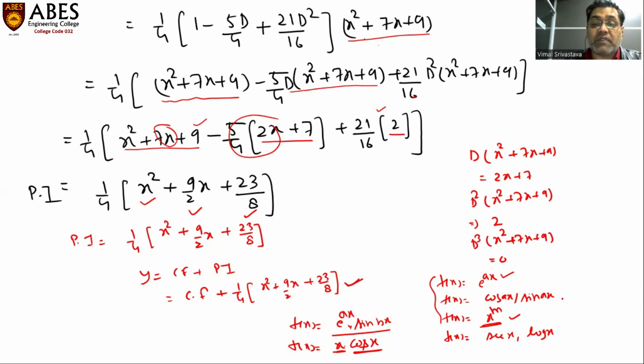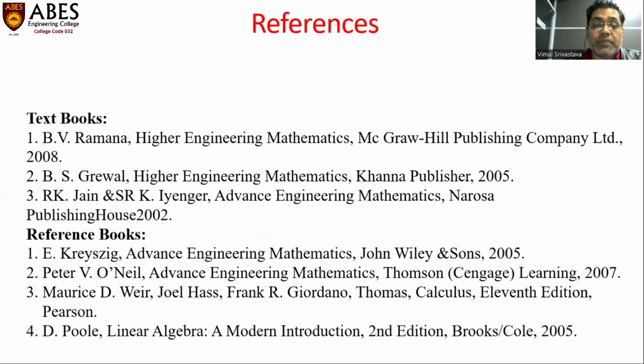As far as the references are concerned, these are some books which you can consider as a textbook and reference book: V.V. Raman, V.S. Grewal, Jain and Iyengar, Erwin Kreyszig, Peter O'Neil. These are the books basically which we used in this whole discussion.